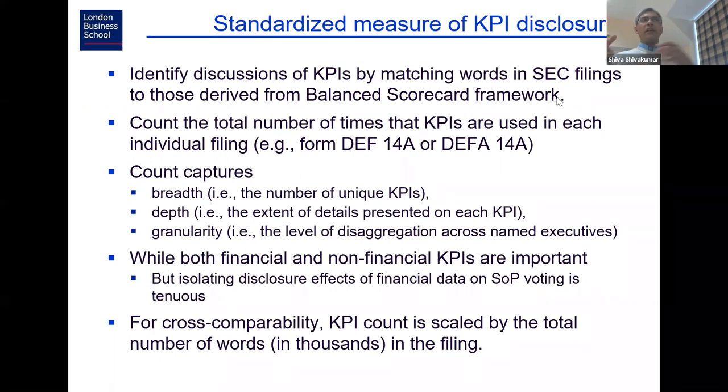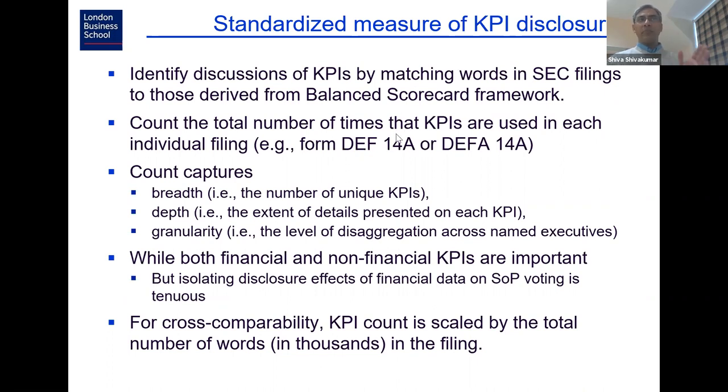So we need a dictionary to identify the KPIs from, and the dictionary from where we are going to search for those KPIs is coming from the balanced scorecard framework. What is the advantage of focusing on the balanced scorecard? We don't need to decide ex ante. We don't need to use any subjective methods to decide what should be the appropriate performance metric. And that is why we rely upon this balanced scorecard. We don't need to come up with the list ourselves.